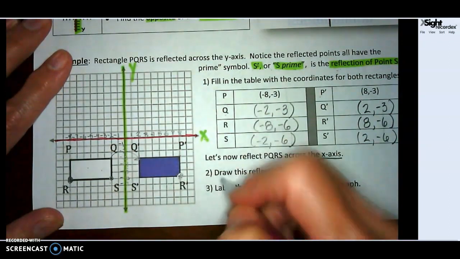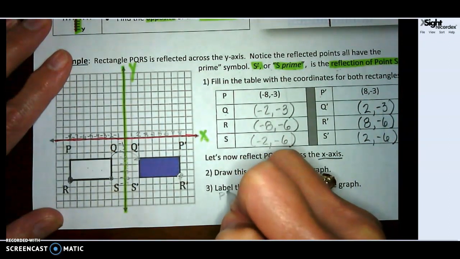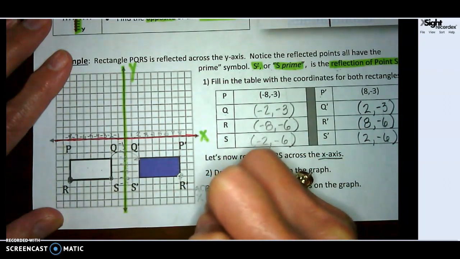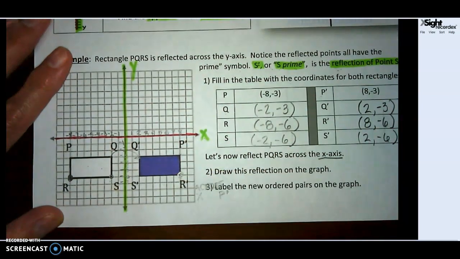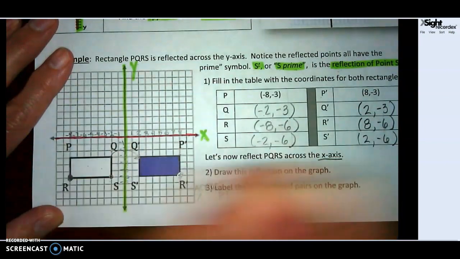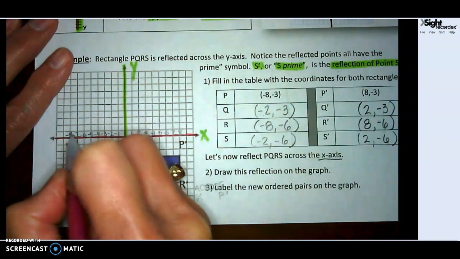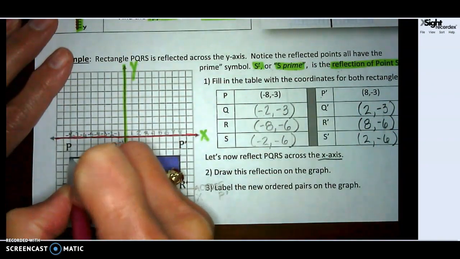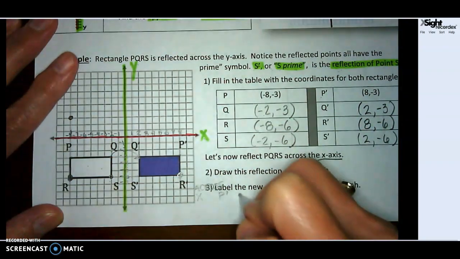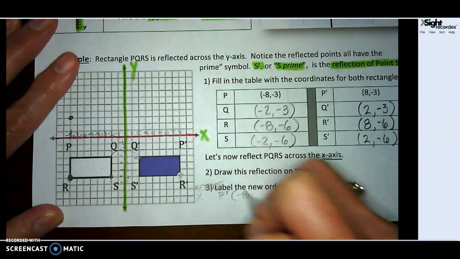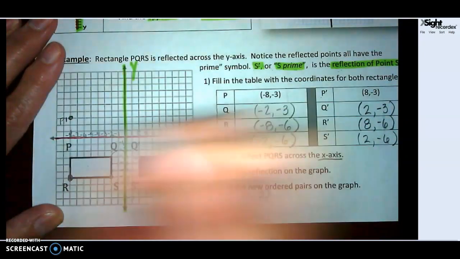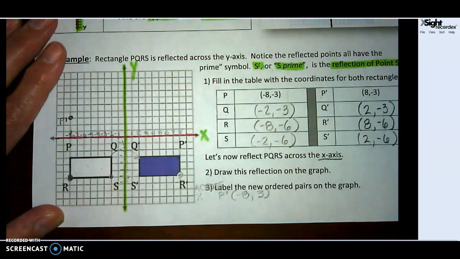Here are our originals. So we're going to do a P prime across x. So we're going to just say across x at the bottom here. It's hard to read my pencil, isn't it? So this is -8, so we're going -8. This is -3, so we have to go +3. So it's -8, +3. And this is P prime. I think you can read that.